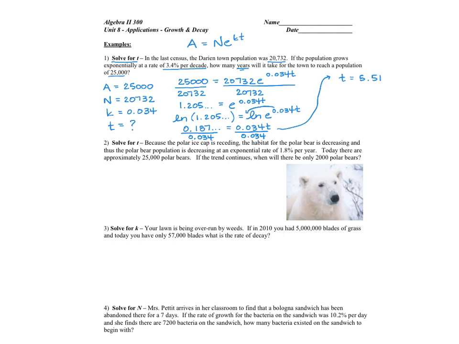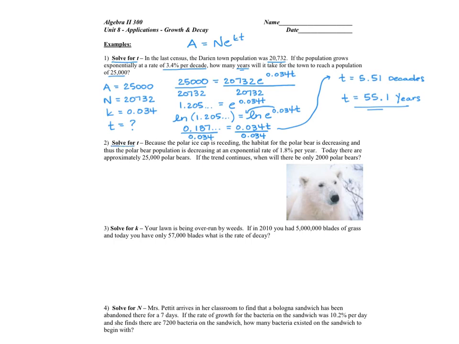It said 3.4% per decade, so our time is in decades. But it says how many years will it take for the town to reach this population? So we want to multiply by 10 so we know how many years from now. And that'll be in 55.1 years. The population in Darien will reach 25,000. Let's take a look at the next example.